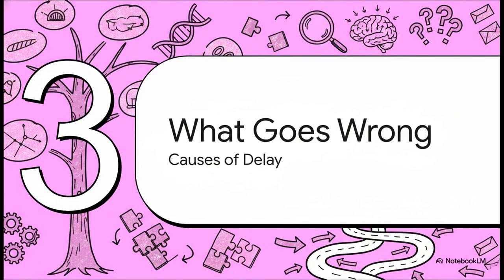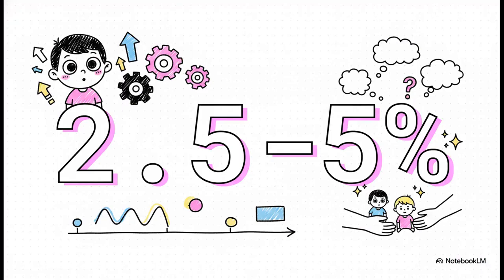So now we know how to define it and how to spot it. The next big question is, why? Why does it happen? Understanding the etiology, or the causes, is a huge topic for your exams. But don't worry, we can break it down in a really systematic and manageable way. And this is not a rare problem. We're talking about an estimated prevalence of around 2.5 to 5% for GDD.